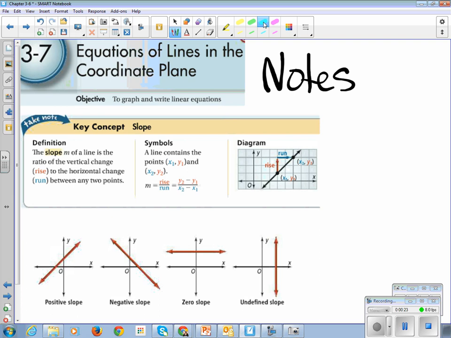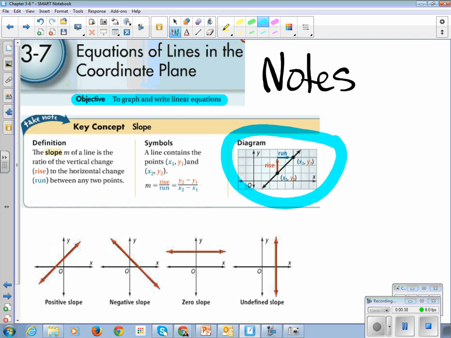Our learning objective for today is to graph and write linear equations. So you should, in your notes, definitely have a graph. As you guys are asking, do you want me to include the graph? And I say yes, because that's our learning objective.